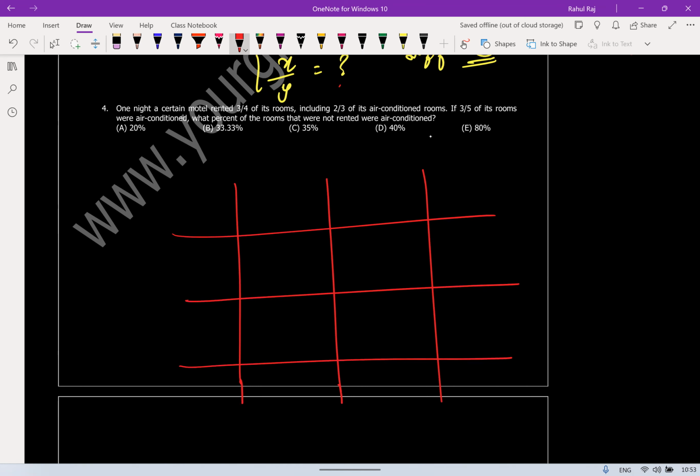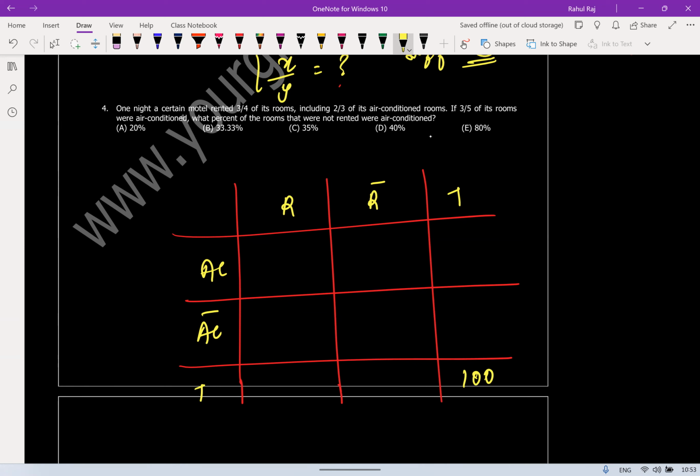So it says what? Let's say one night a certain motel rented 3 by 4 of its rooms, including 2 by 3 of the air conditioned 3 by 4 of the rooms. Let's say there were total 100 rooms. Certain motel rented, not rented, AC, not AC. These are the two variables that are being discussed over here. So let's say the total room is 100.